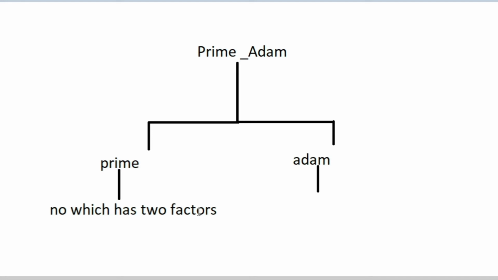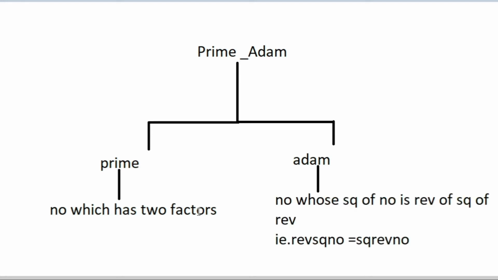A number which has only 2 factors, and an Adam number is a number whose square of number is reverse of the square of reverse. Okay, in a nutshell, reverse of square of the number is equal to square of reverse of the number. Let's get to its program.